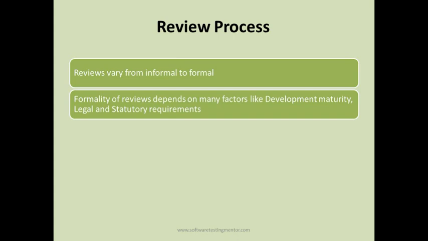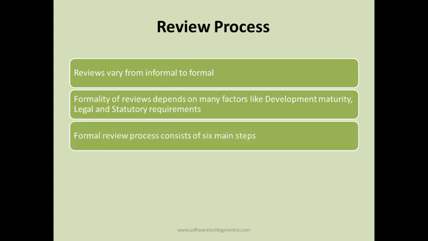Then if you're developing some software or some project which is life critical or safety related, then there are some legal and statutory requirements to do the formal reviews before you can proceed with the development. So the formality of review depends on many different factors. Then the formal review process consists of 6 main steps. So if you're following a formal review process, it has different steps that you need to follow, which we'll discuss further.